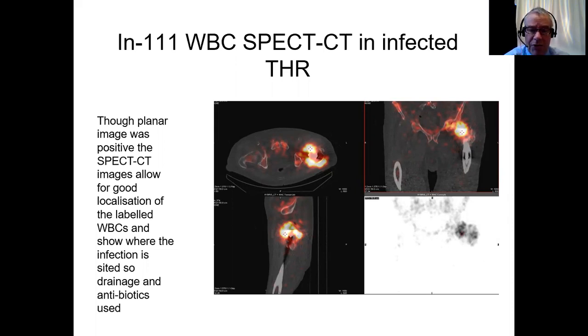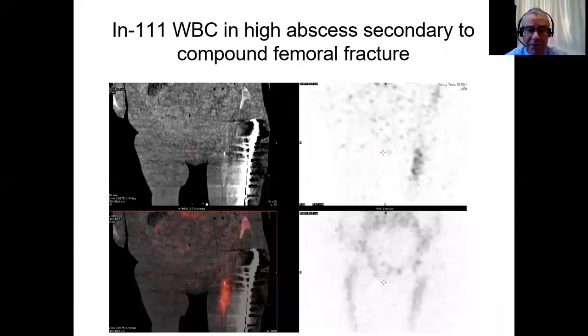They were able to drain the pus and give antibiotics, and because it hadn't affected the fact the prosthesis was in the bone, this patient recovered without need for further operation. So it was really used to map a known infection.